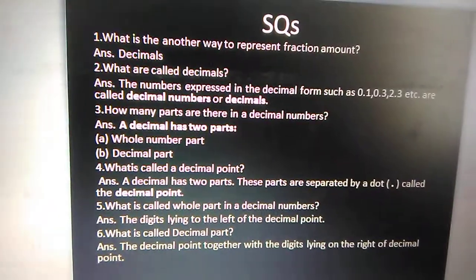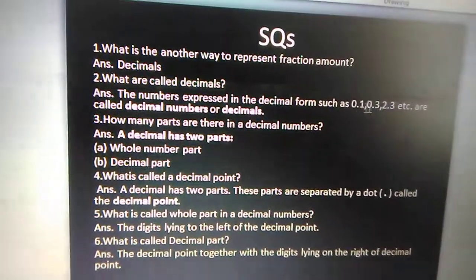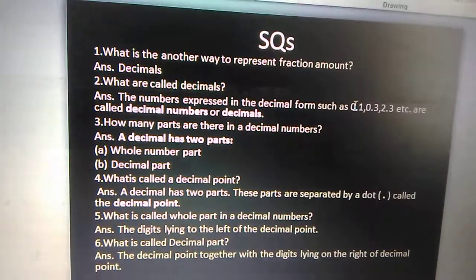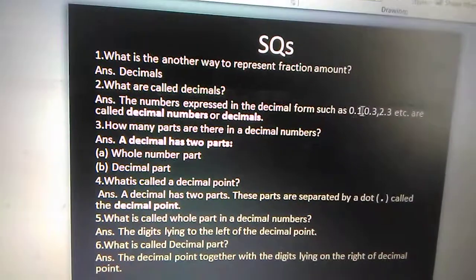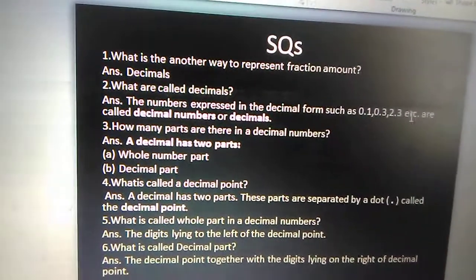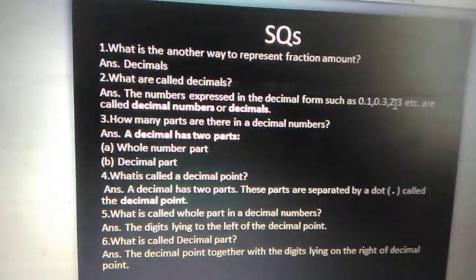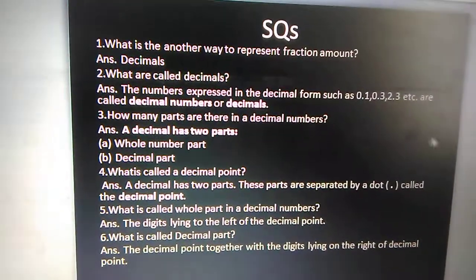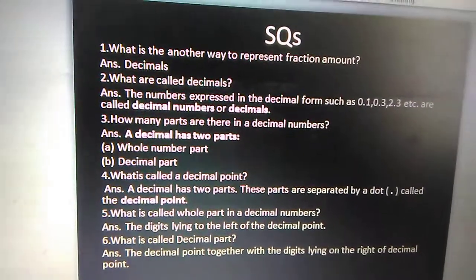So if you observe here 0.1, 0 is the whole number and 0.1 is the decimal part. If you observe this number 2.3, 2 is the whole number and 0.3 is the decimal part. 2 is the whole part and 0.1 is the decimal part.